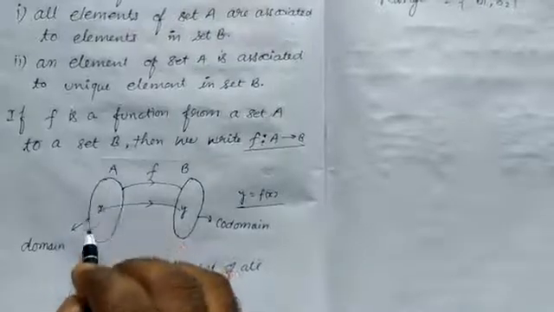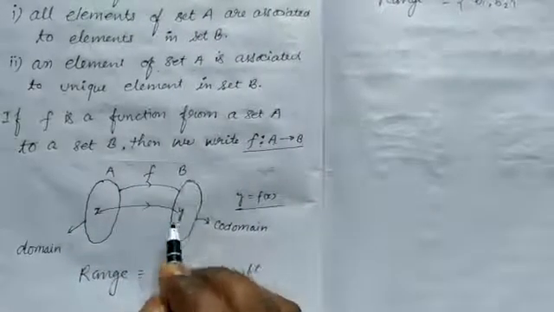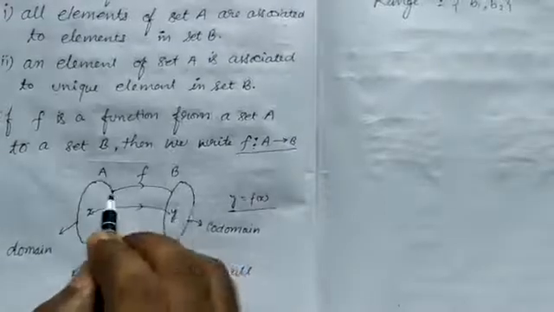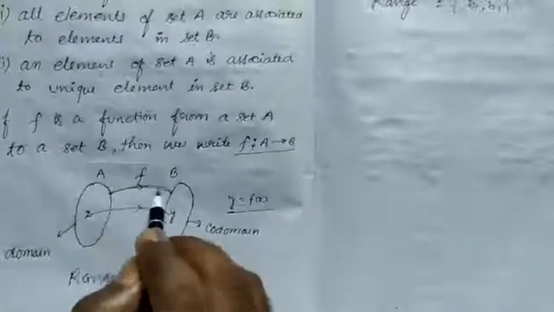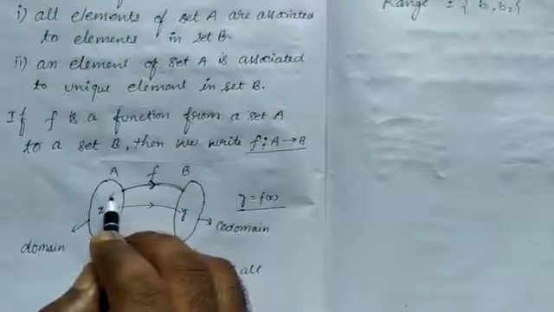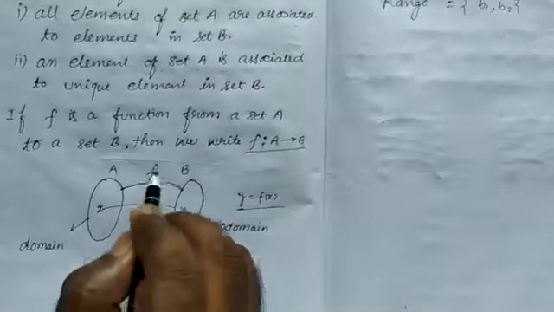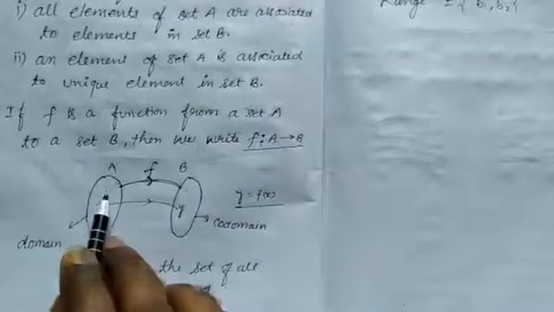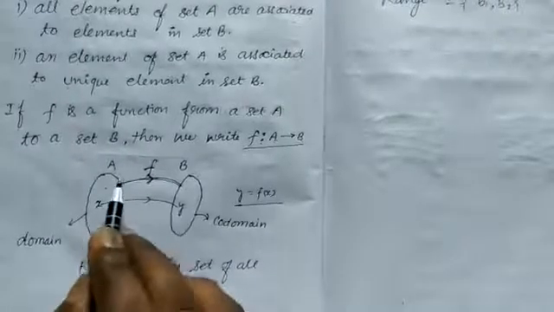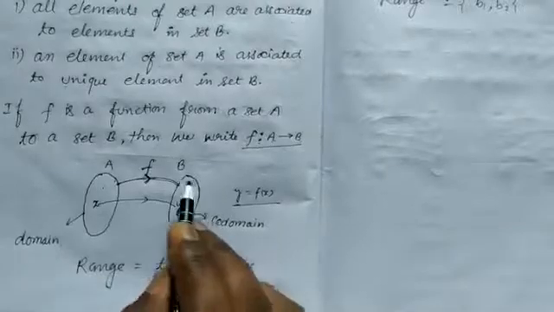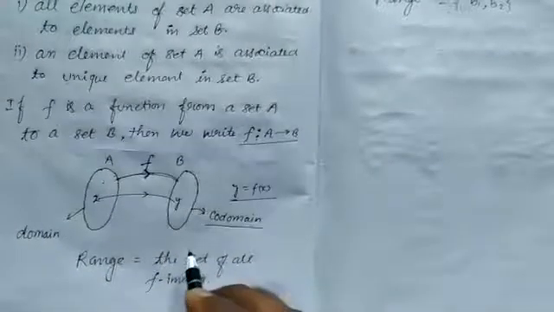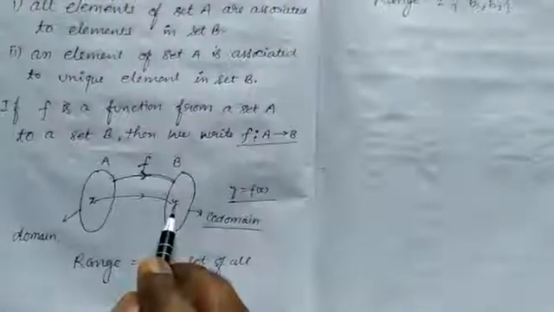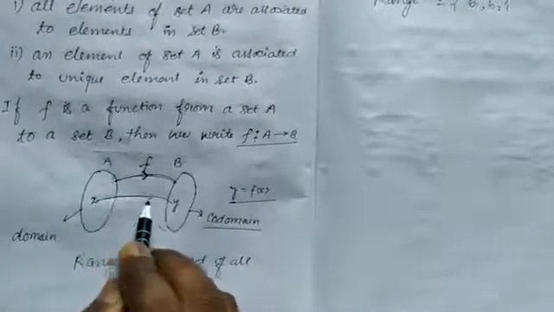Here this is the non-empty set A and the other non-empty set is B. The association of elements of set A to set B, we can represent as the function f from A to B, and this arrow represents the association of elements from set A to set B. Here f is the function, the rule of correspondence by which elements of set A associate with the elements of set B. This set A is called the domain and this set B is called the codomain.